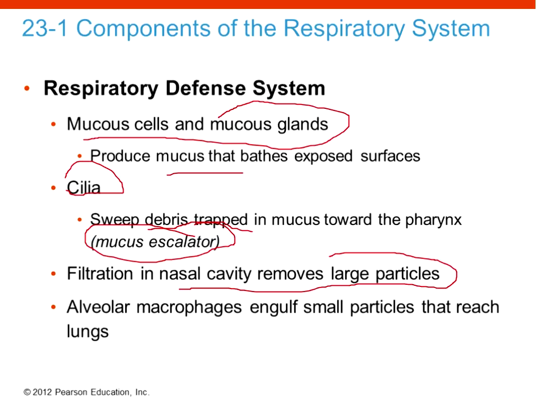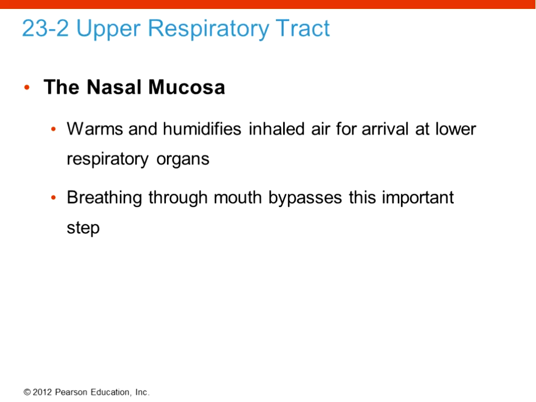Filtration in the nasal cavity, right? So we have nose hairs and we also have conchae and other types of things. They're going to help protect and remove larger particles. But we'll also see there are macrophages deep in this system that can engulf smaller particles deep down in the lungs that may pass through these other components of the defense system without getting taken up, and that's sort of the last line of defense, and we'll talk about those as we continue on in our discussion.